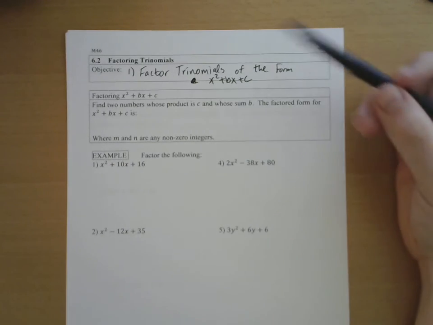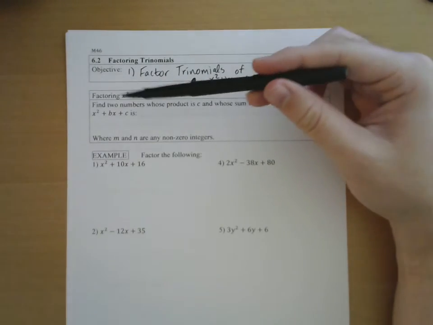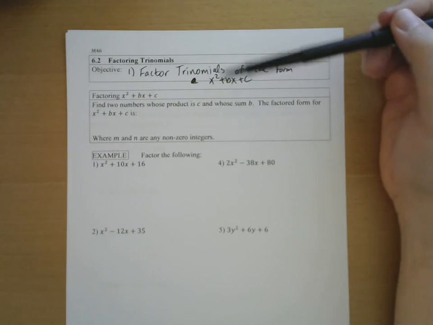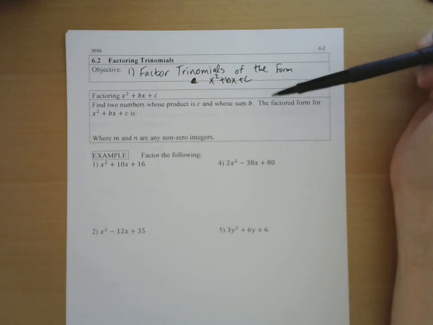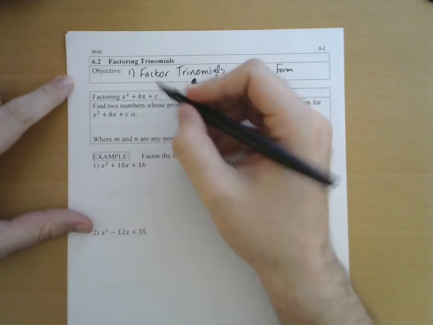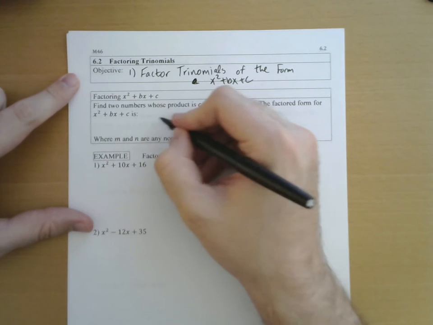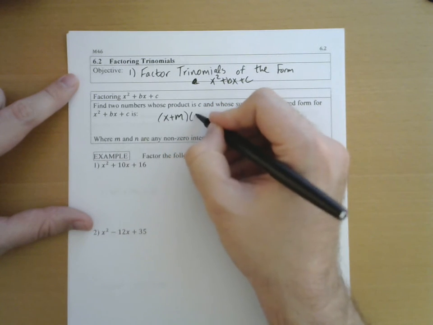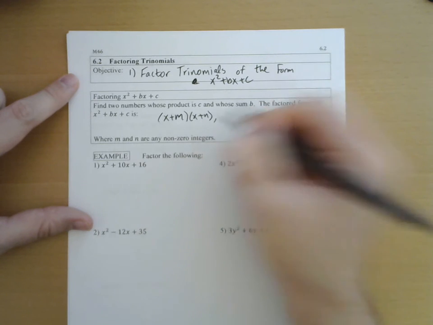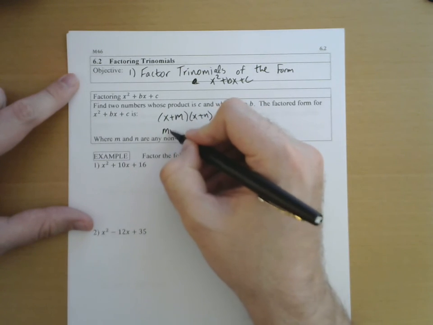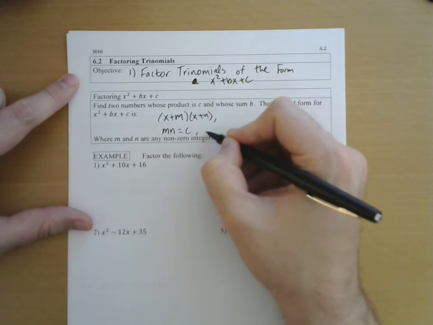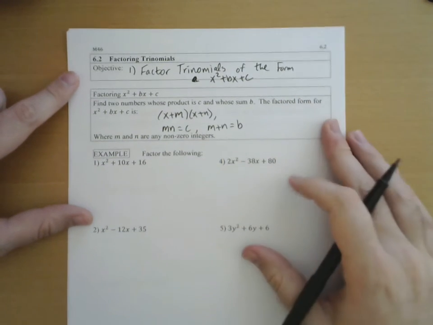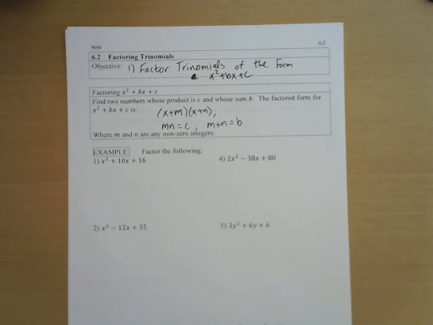So our first box here, what we do to factor this is we find two numbers whose product is equal to c and whose sum is b. So what that means is this factors to x plus m times x plus n, where m times n equals c and m plus n equals b. So there's a couple ways that we do this.